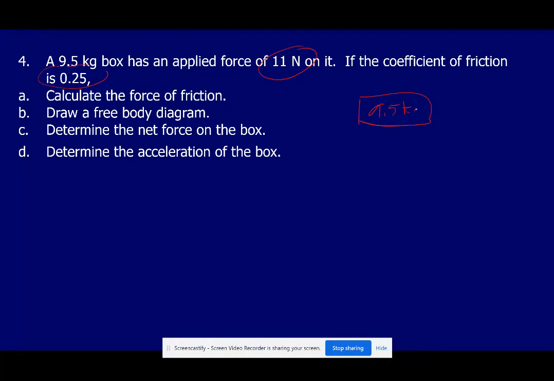9.5 kilograms. We've got gravity. We've got 11 newtons forwards. The normal force will be up. And we've got some force of friction backwards.